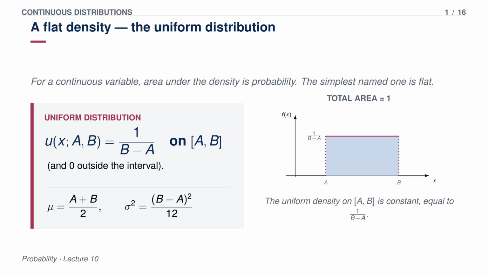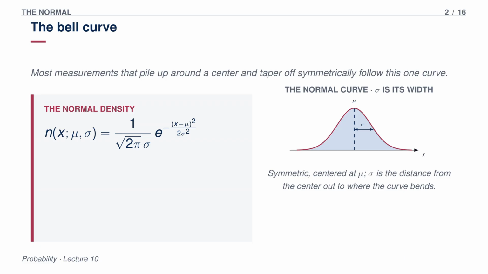Its mean sits right in the middle, a plus b over 2. And the variance is (b minus a) squared over 12. A flat-topped rectangle of total area 1. That's the whole story. Easy enough. Now the interesting one. Here's the star.